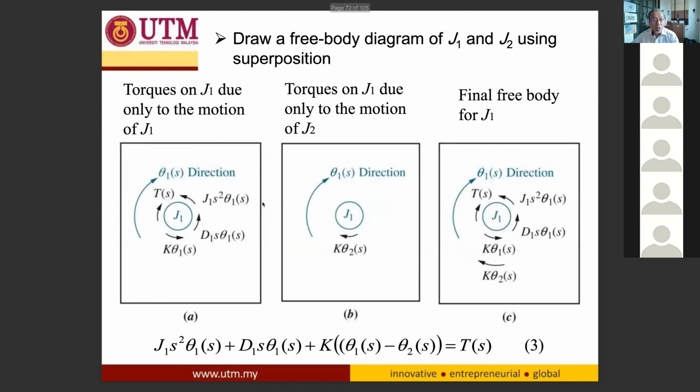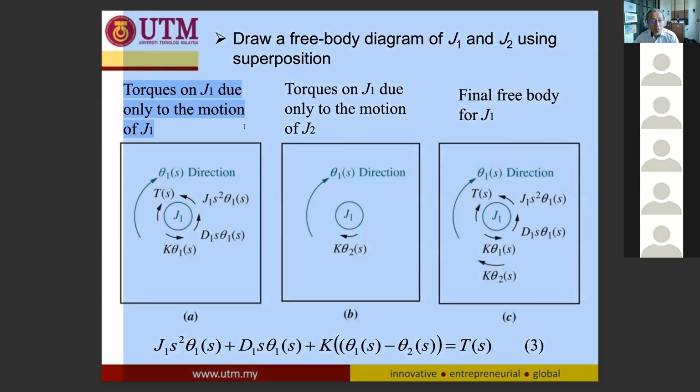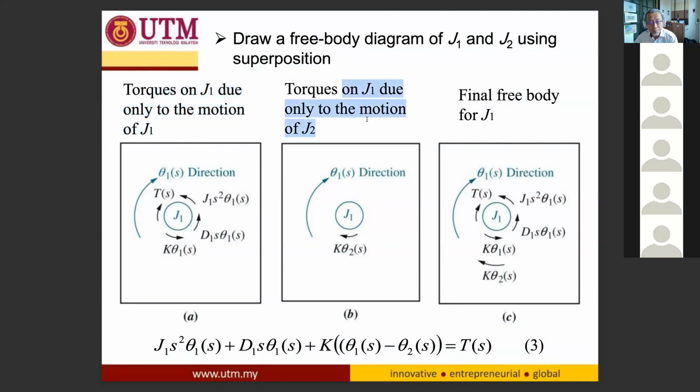For J1, the torques on J1 due to the motion of J1 are shown here. J1, D1 and K are opposite to the capital T, the torque. And then the torques on J1 only due to the motion of J2 is another one, which is in the same direction as the input torque.